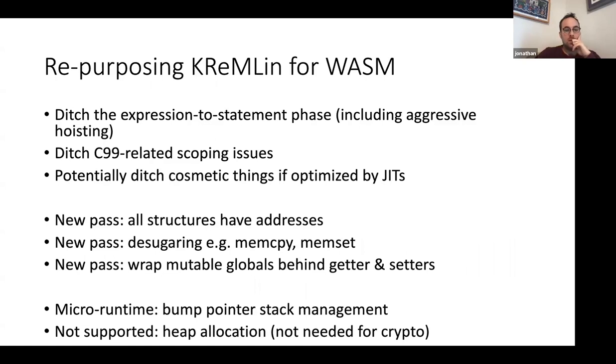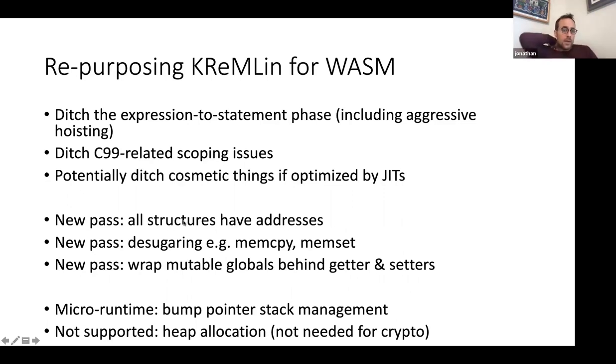So just a quick word about what it took to repurpose the compiler to WebAssembly. We were able to ditch the expression-to-statement phase that was needed for going to C, which was great. There were a lot of C-related subtleties that were not needed for going to WASM, so that was also great. A lot of rewritings were very cosmetic things that I talked about before because people wanted to read the C code, but we can remove all of these, which actually increases our trust in the KReMLin compiler because we can disable a lot of its passes.